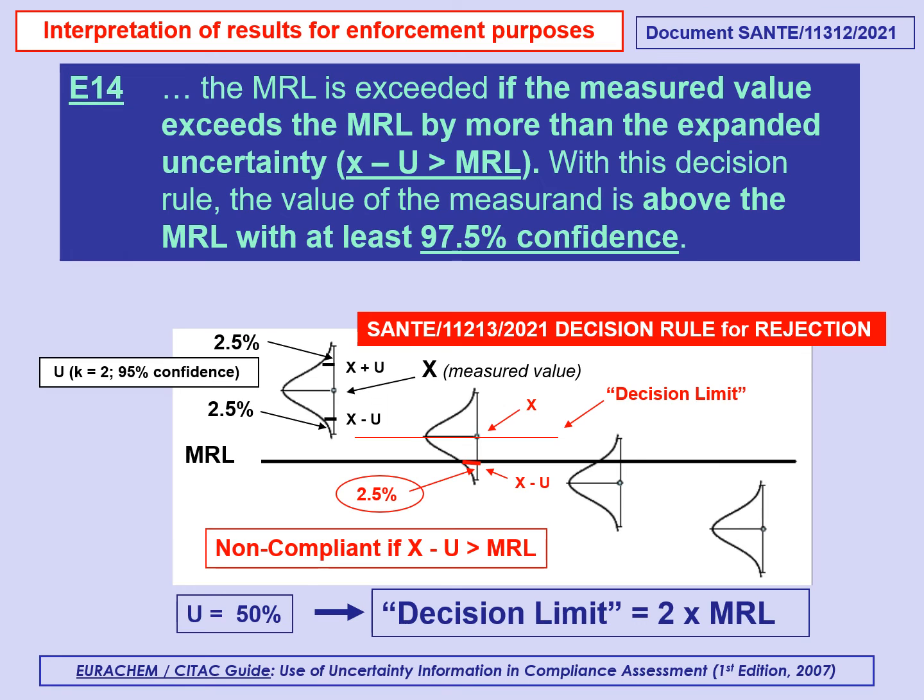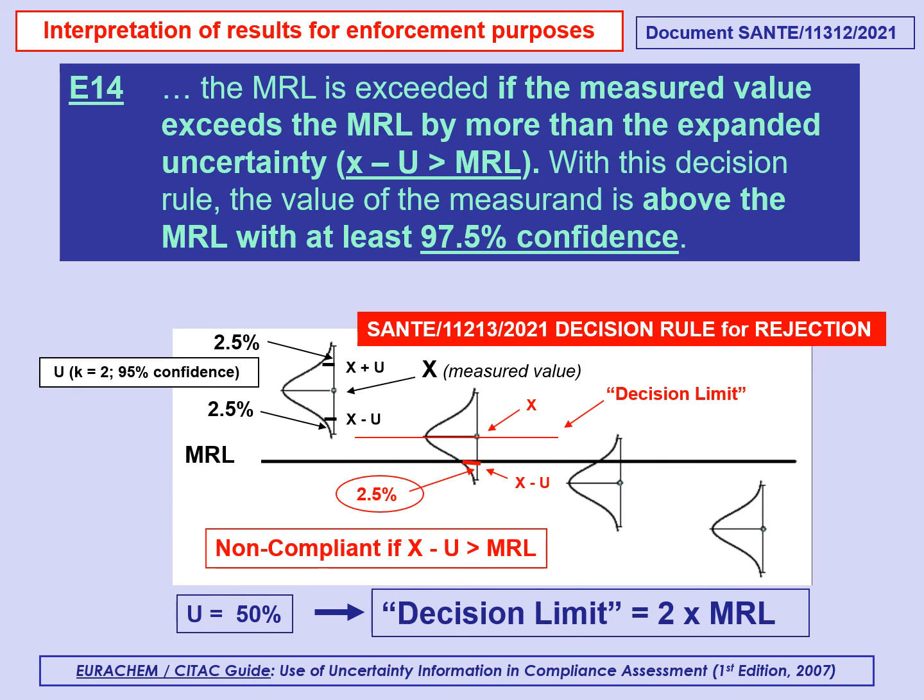The SANTE decision rule for rejection is: the MRL is exceeded if the measured value exceeds the MRL by more than the expanded uncertainty. That is to say, the measured value minus the expanded uncertainty must be higher than the MRL. With this decision rule, the value of the measurand is above the MRL with at least 97.5% confidence. This means that the probability of false rejection associated to this decision rule is at most 2.5%.